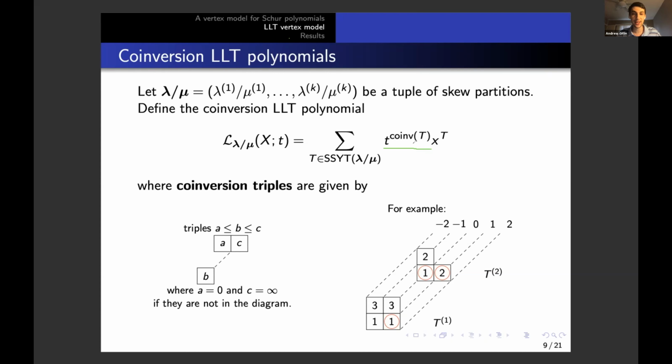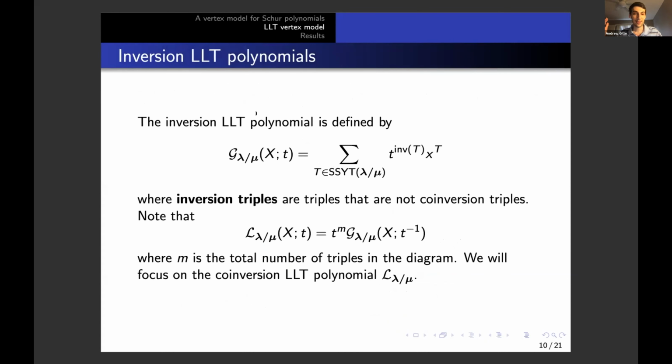So I'm going to t-count the number of co-inversions, where a co-inversion is given by a triple A, B, C, where A and C are adjacent cells in some shape. B is a cell directly underneath A and C in an earlier shape. And A is less than or equal to B is less than or equal to C. So the way to remember this is that it's a triple where as I weakly increase, I go around counterclockwise. So as I go around counterclockwise, A goes to B goes to C, I weakly increase. Okay, so I'm t-counting the number of co-inversions, and that gives me the formula for co-inversion LLT polynomials.